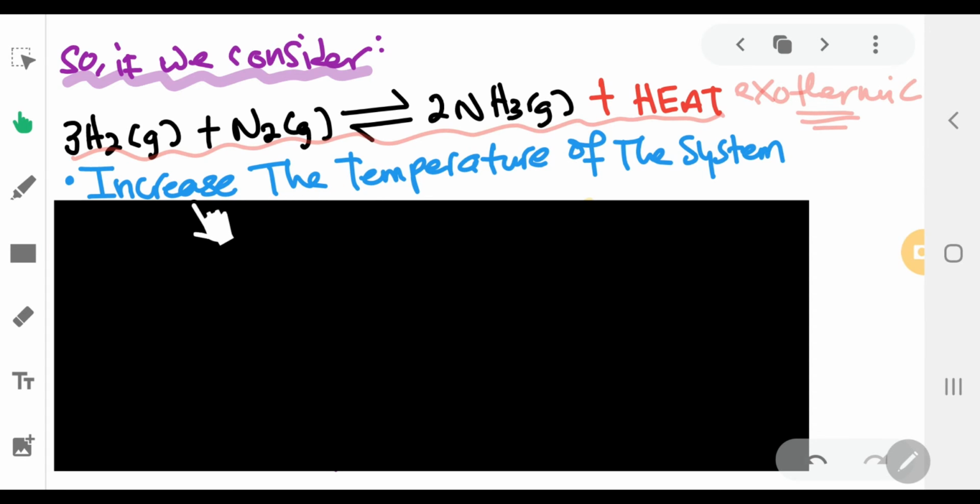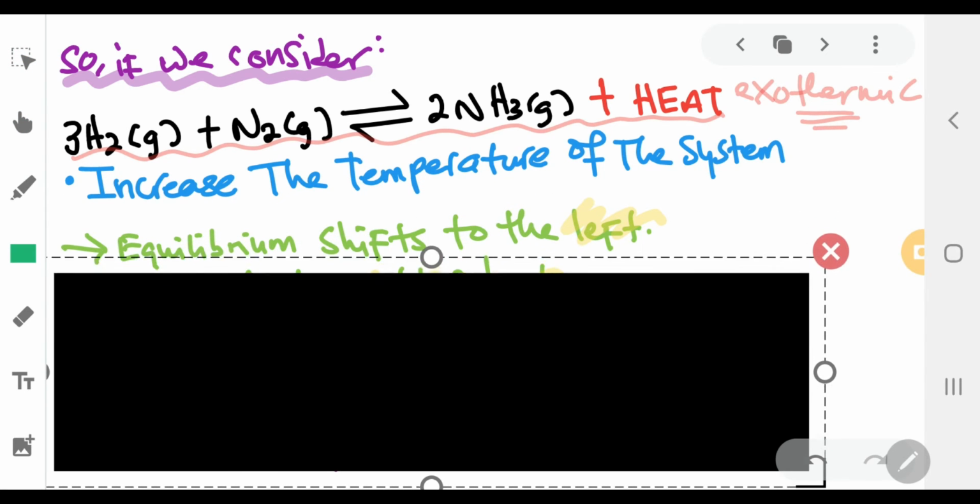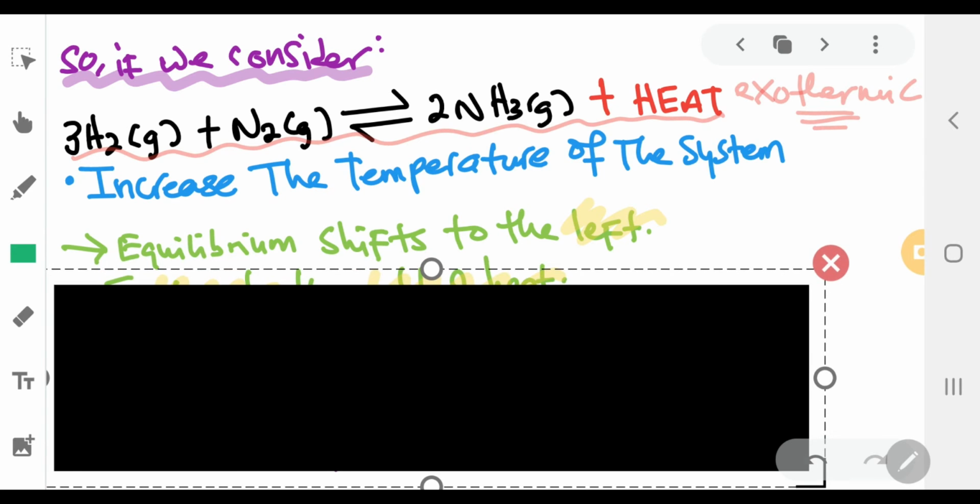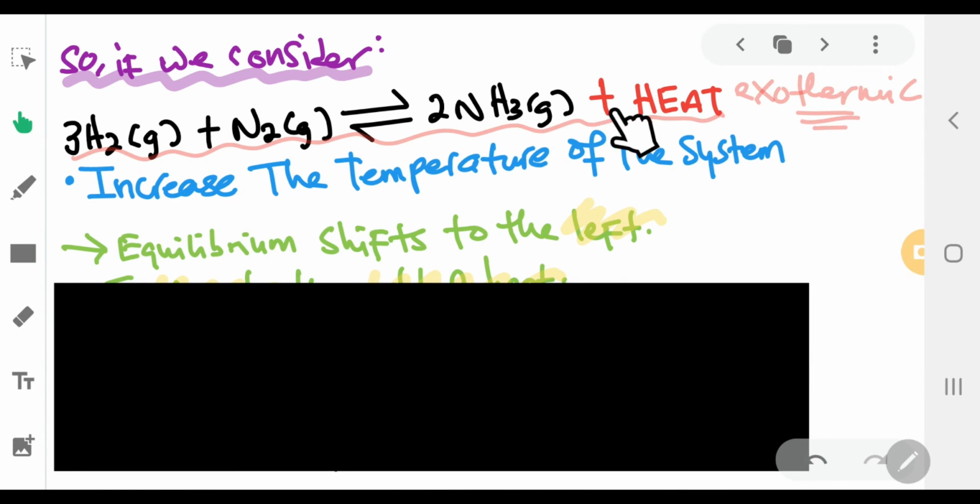Okay, so what happens when we increase the temperature of the system? Basically, like what we have predicted, the equilibrium will shift to the left. Because when you increase the temperature, what happens to the heat? The heat will increase. So to counteract that change, you will tend to move towards the side that is less heated, which, in this case for an exothermic reaction, is your reactant side. So you increase the heat and the equilibrium will shift to the left.